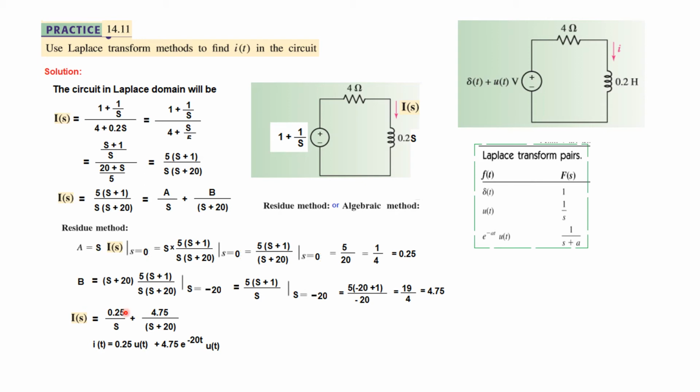0.25 times 1 over s is 0.25 u(t), and 4.75 times 1 over s plus 20 will follow this, so this will become e raised to the power minus at. Our a is 20, so e raised to the power minus 20t u(t). So this is the answer of the first part. Given in the book is taking u(t) common from both. So this is the final answer.